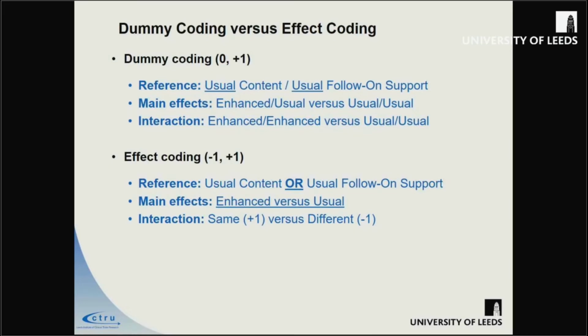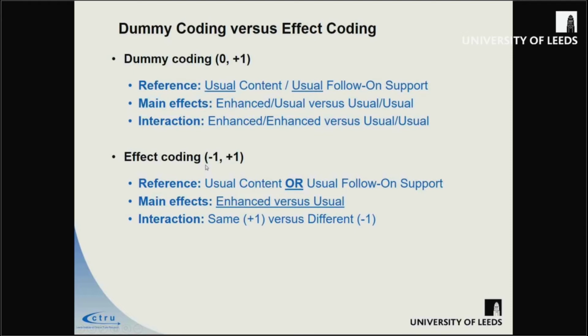So you are in effect answering a different question. So in the dummy coding, because of this coding, you've got a reference group, which is basically the usual content and the usual follow-on support. And the main effects are basically comparing that usual group to the enhanced usual in each case. And those are the comparisons that you're making when you're doing a dummy coding. In terms of the effect coding, the reference is either the usual content for the case where you're actually interested in the content component, or it's the usual follow-on if you're interested in that particular one.